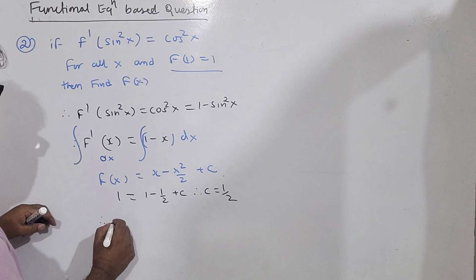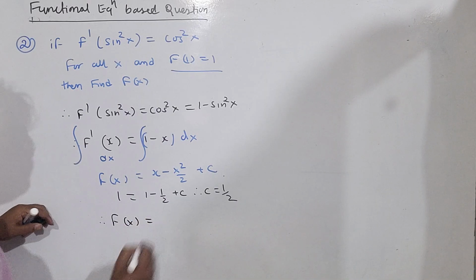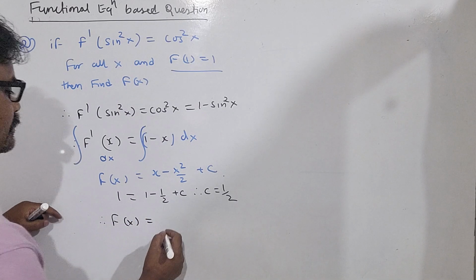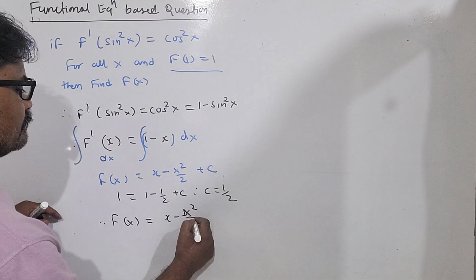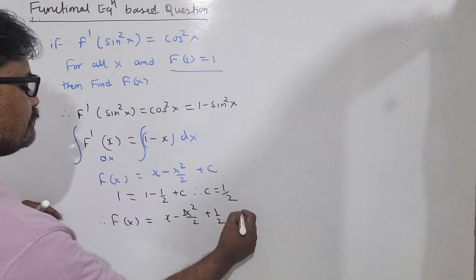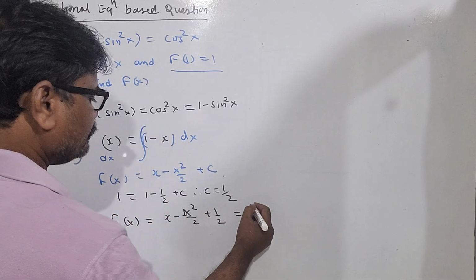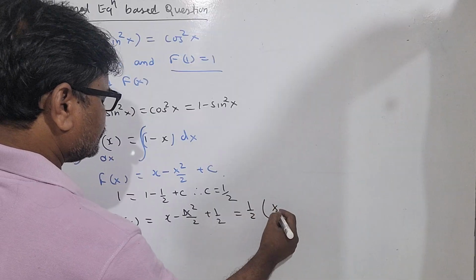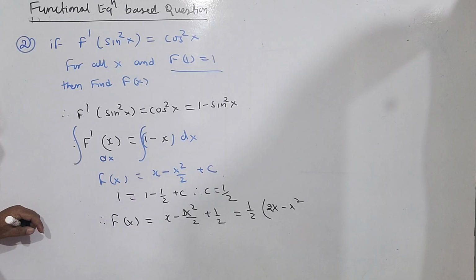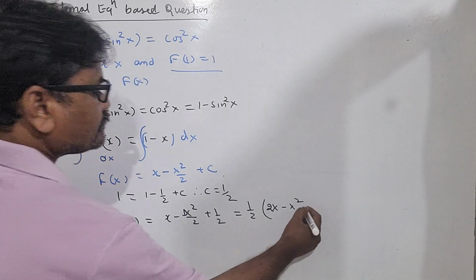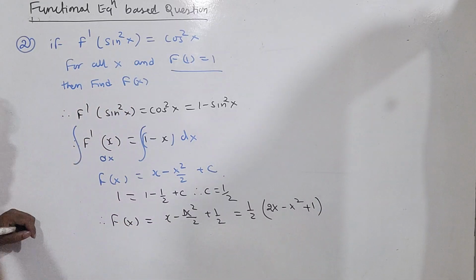Finally, f of x equals x minus x square by 2 plus 1 by 2. If we simplify, it is 1 by 2 times (2x minus x square plus 1), correct? So this becomes 2x minus x square plus 1. But what is important over here?